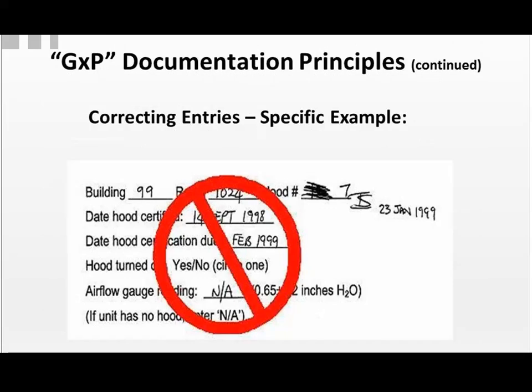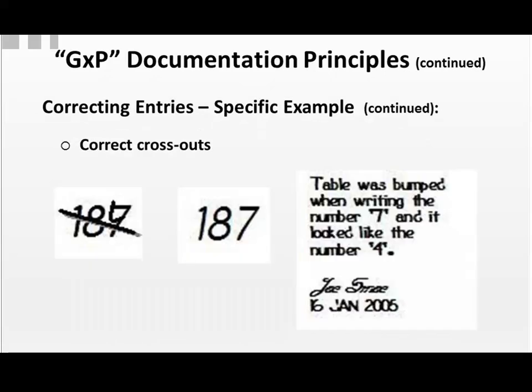Here's an example of an incorrect way to do things. The date format is all over the place, different formats. There's a scribble there. You can't see the original data. And not applicable, I guess, is not defined. NA is written, but it's not defined. Here is a correct way of doing something. A bump on a table, something's written incorrectly, and it's corrected properly.